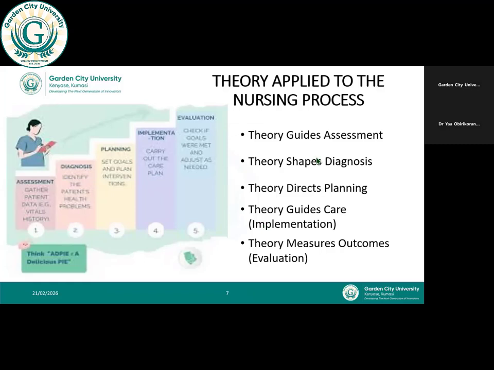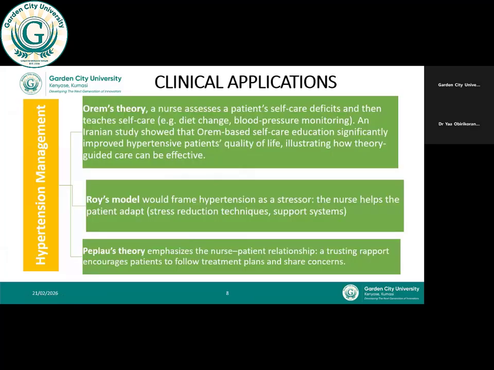Okay, any question? Any question so far? Please, I hope it is clear. Any question? So we will look at a case, and then I will show you one last thing, and you will call it a morning. Okay, if there are no questions, then please let's look at this clinical application. So our patient is hypertensive.